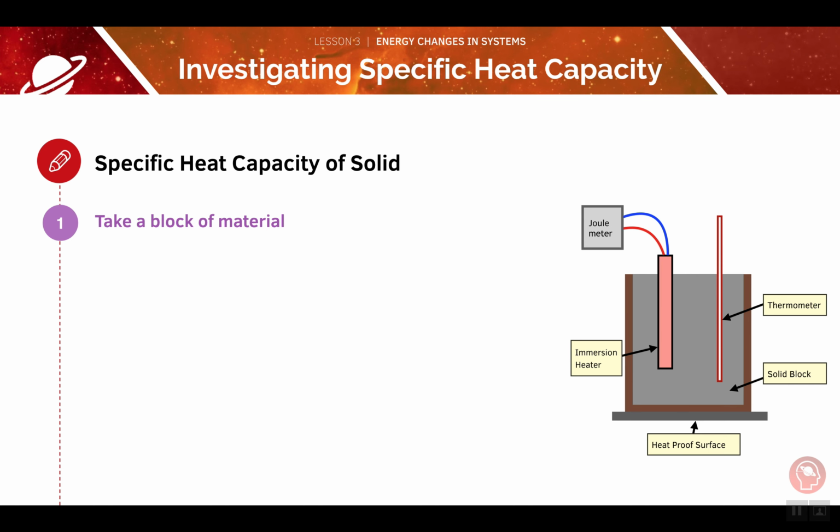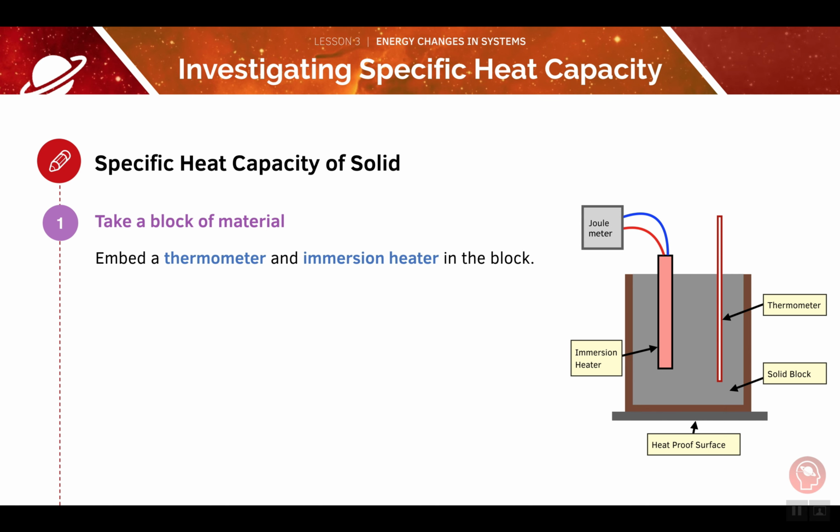We are also able to calculate the specific heat capacity of a solid material. This is a little more complicated, and there are various steps to this method, but you need to know the specific method. The first step is to take the block that we're going to investigate. The block is going to have two things embedded into it. The first is a thermometer. This will be used to measure the temperature of the block.